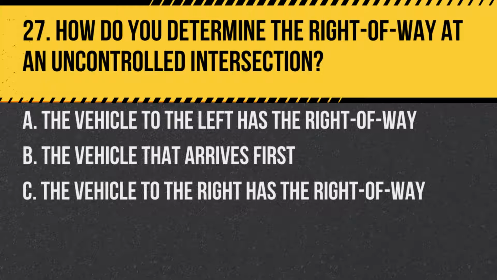Question 27. How do you determine the right-of-way at an uncontrolled intersection? A. The vehicle to the left has the right-of-way. B. The vehicle that arrives first. C. The vehicle to the right has the right-of-way. Answer. C. The vehicle to the right has the right-of-way. At an uncontrolled intersection, the right-of-way is given to the vehicle on the right.